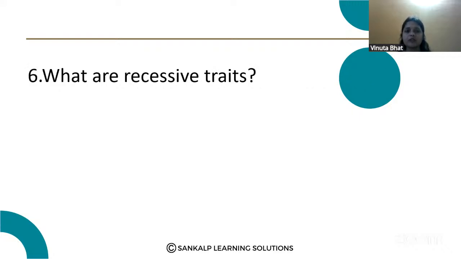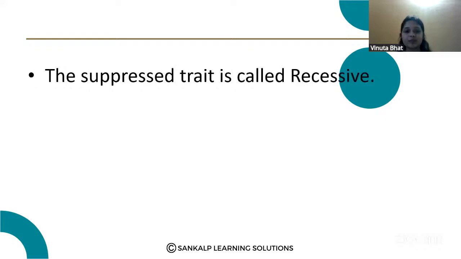Next question: what are recessive traits? The expressed traits are called dominant traits, and recessive traits means the suppressed trait is called recessive. When you cross tall plants and dwarf plants, only in the F1 generation the tall character is expressed. So that is the dominant trait. And the one which is not expressed is the recessive trait.